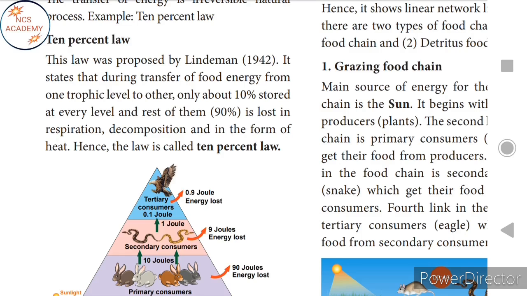Next question, draw a pyramid from the following data: hawk 50, plants 1000, rabbit and mouse 250 respectively, python and lizard 100 and 50 respectively. You have to draw the pyramid for this. You see here the trophic level 1, that is plants. Here nearly 1000 plants.